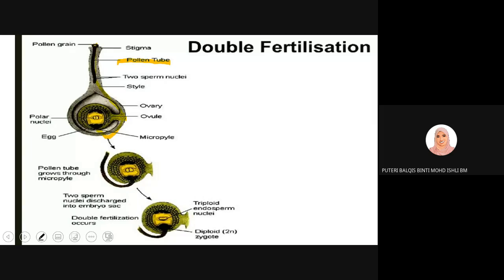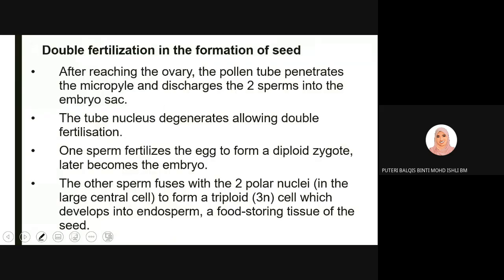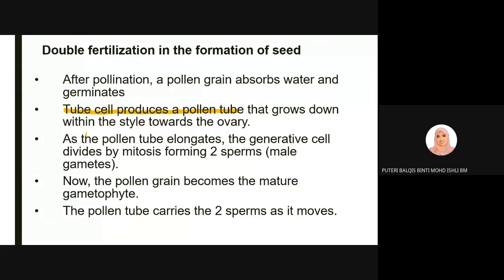Macam mana dia boleh masuk ovary? Melalui micropyle. Okay. As the pollen tube elongates, the generative cell divides by mitosis, forming two sperm. Okay, so masa pollen tube elongates tu, tengah nak grow sampai ke ovary tu, at the same time, generative cell will divide by mitosis to form two sperm. And now we call that as male gamete. Now the pollen grain becomes the mature gametophyte. The pollen tube, dia akan bawa dua sperm.